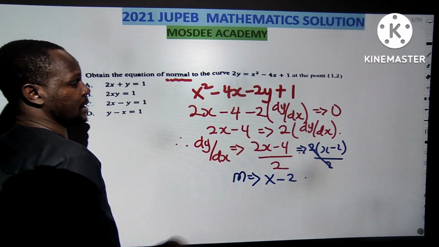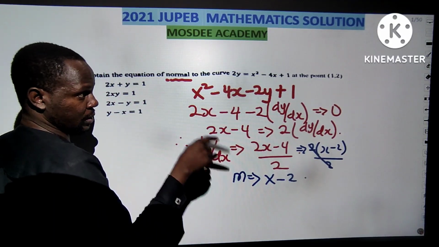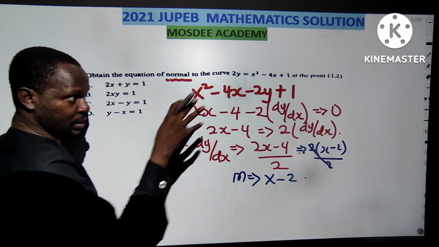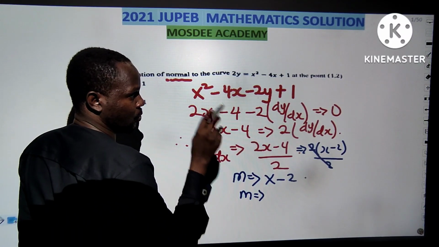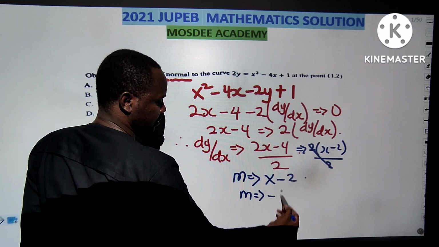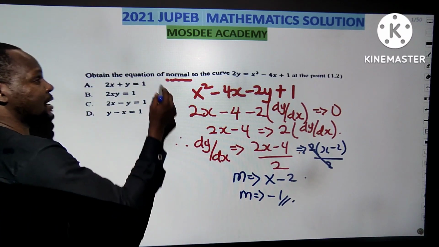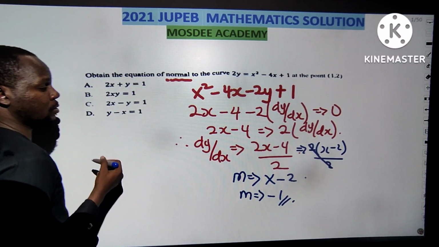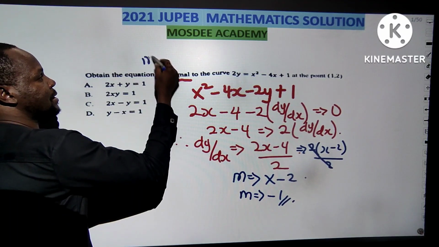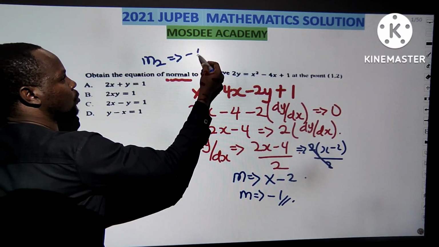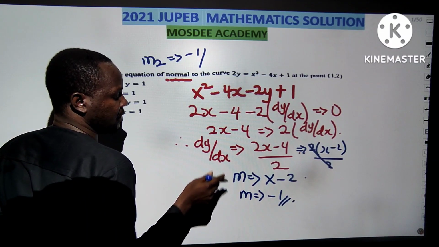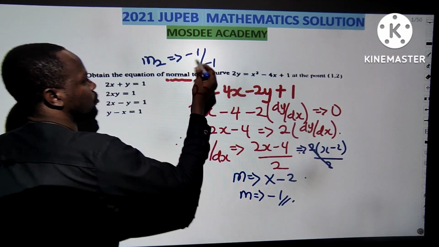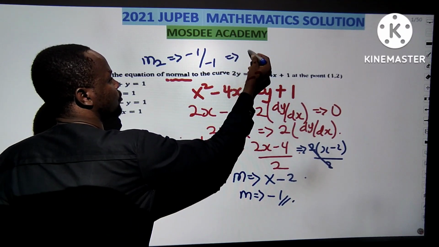Now the point I'm given in the x, y plane: x is 1 and y is 2. So m is equals to, when I substitute x is 1, 1 minus 2, which is negative 1. That's the first one. The lines are perpendicular, that is normal to the curve. So the new gradient will be equals to minus 1 over the old gradient. The old gradient here is minus 1, so minus 1 over minus 1 will give me the gradient to be 1.